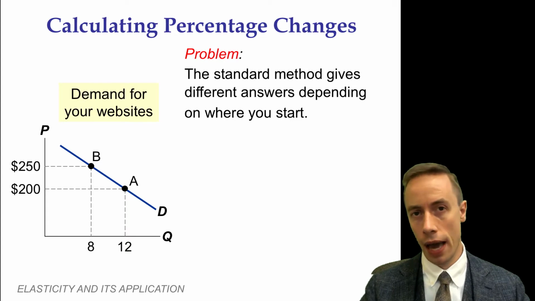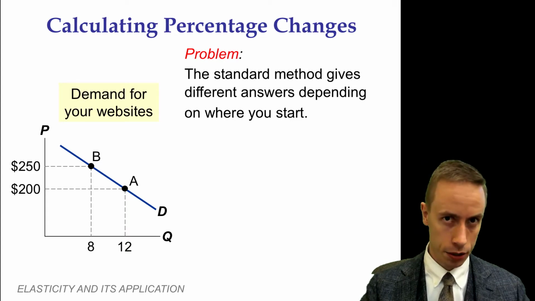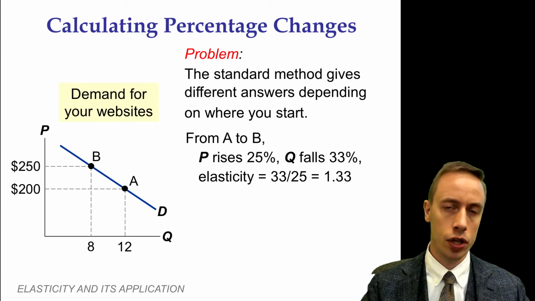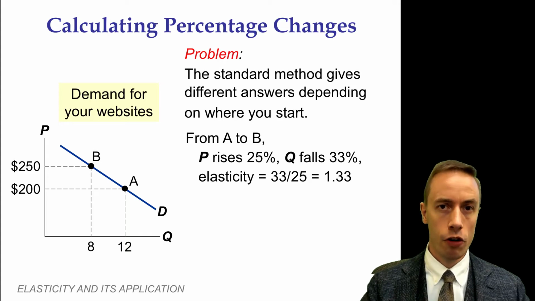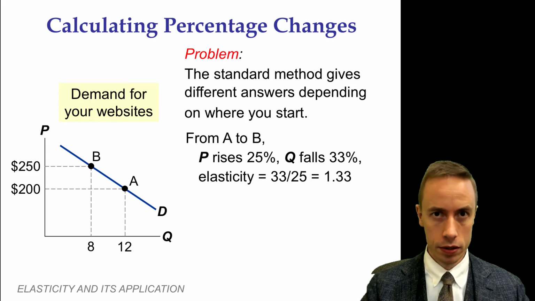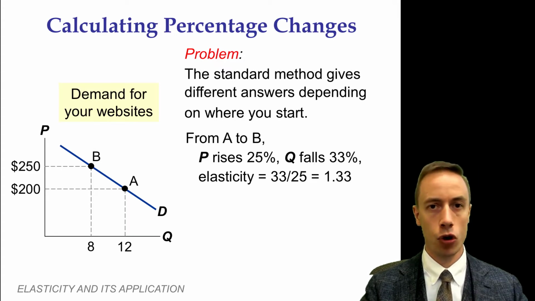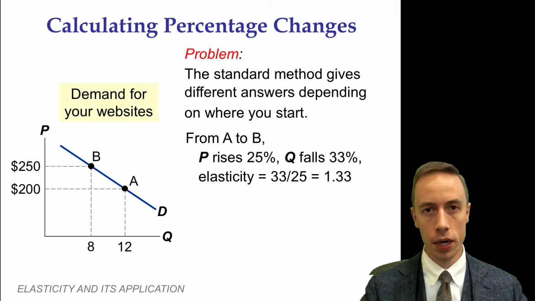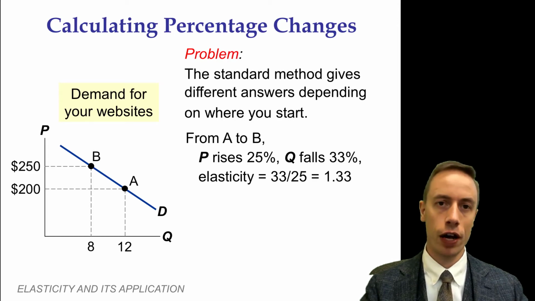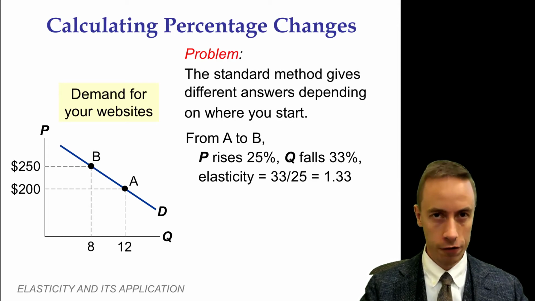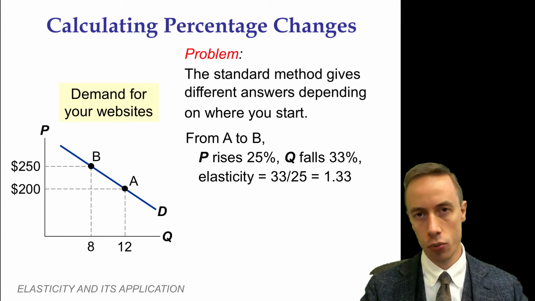Let's go ahead and compare. So economist A chooses A as the starting point. Let's look at their calculation for elasticity. For price, they calculated a 25% increase. We just did that. And for quantity, well, let's look at the numbers. The difference is 4. The start value is 12. So that'd be 4 divided by 12. That's a third, or 33%.